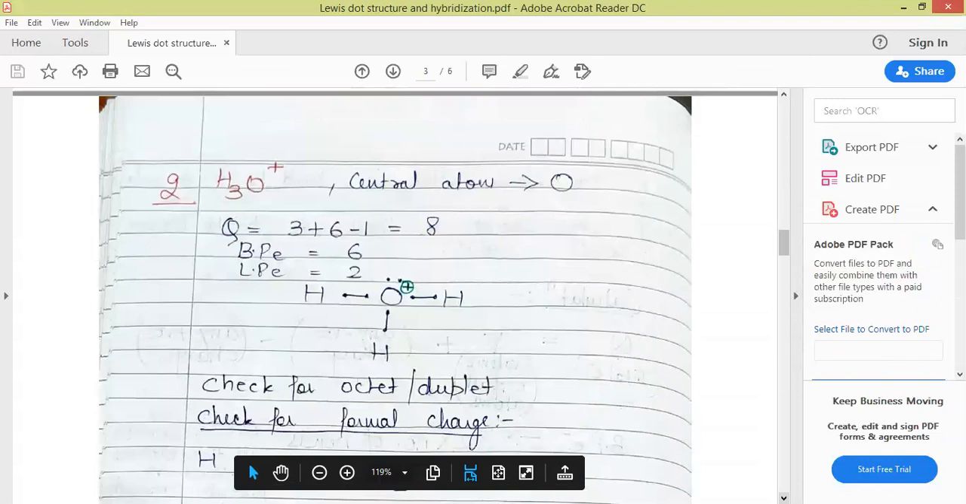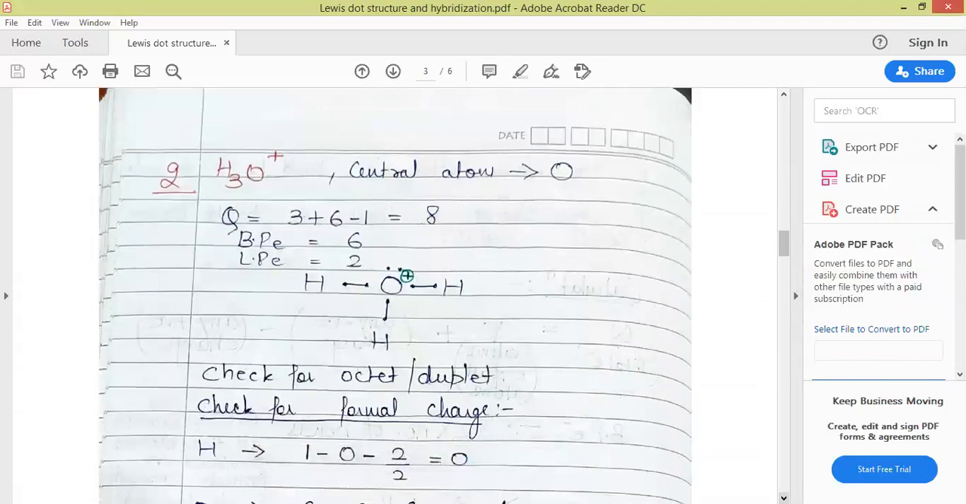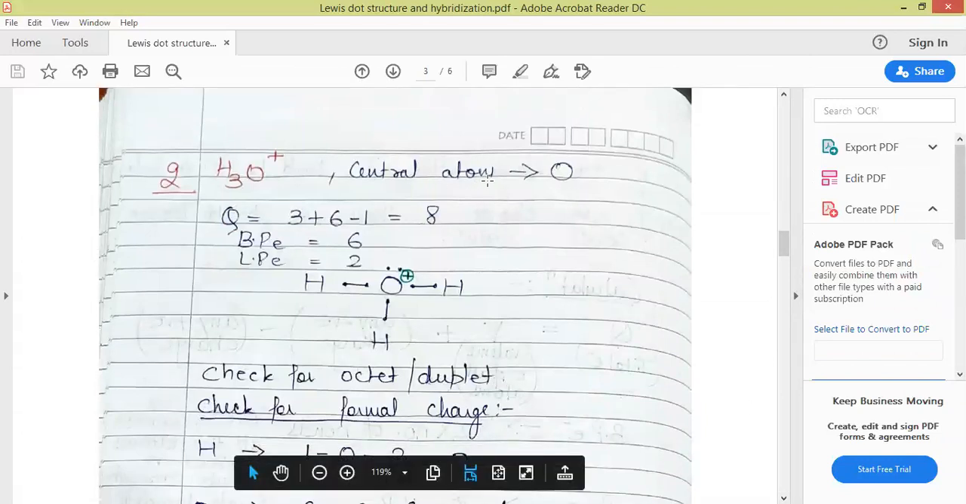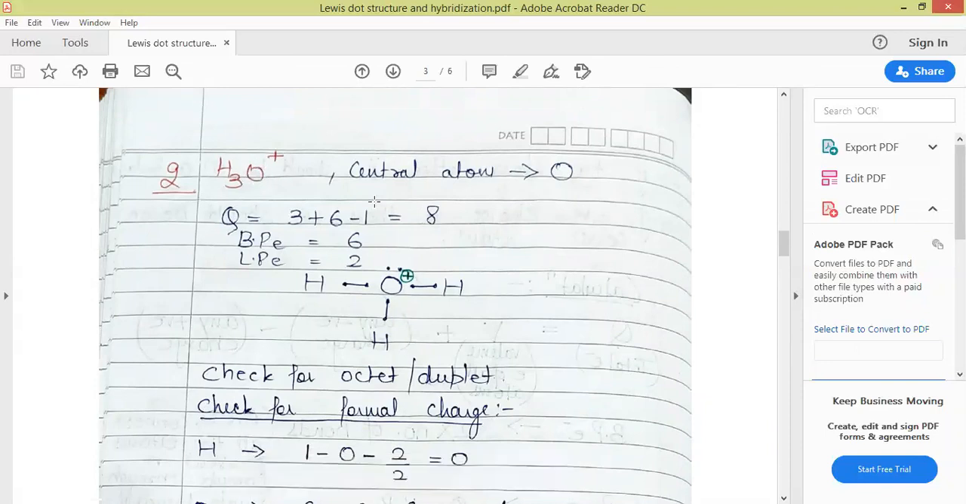Let's see the next example, which is H3O positive. First thing is we need to select the central atom. The atom which has the least count, that is oxygen, is going to serve as the central atom. Then we'll calculate Q. Q is calculated based upon the number of valence electrons present in the molecule minus any positive charge plus any negative charge. Here valence electrons in hydrogens 3 into 1 plus 6 for oxygen minus 1 for this positive charge. Total is 8.